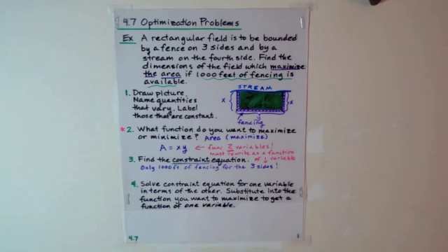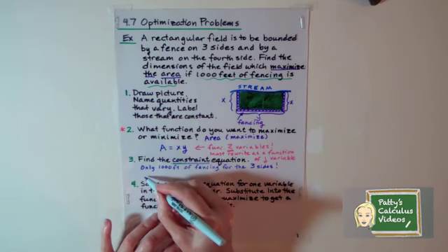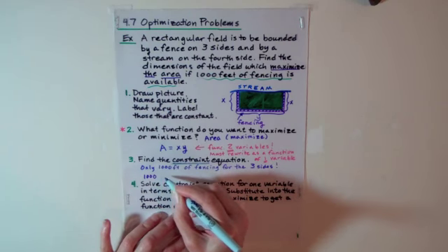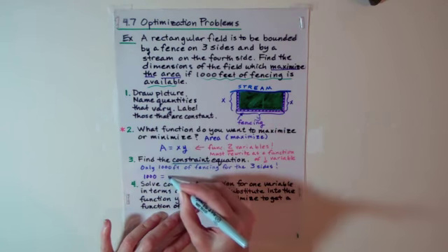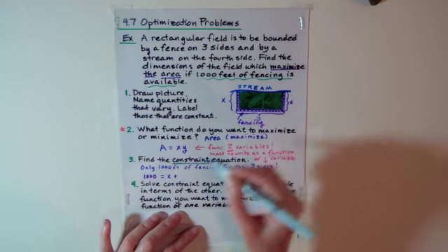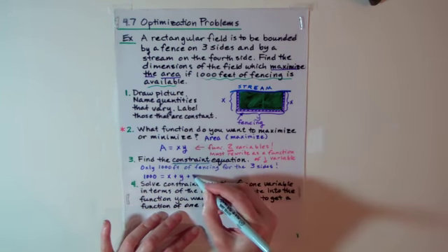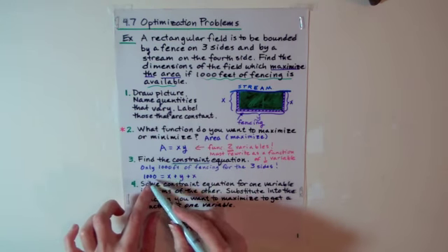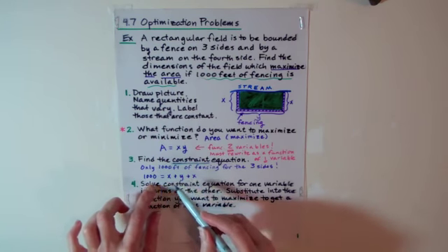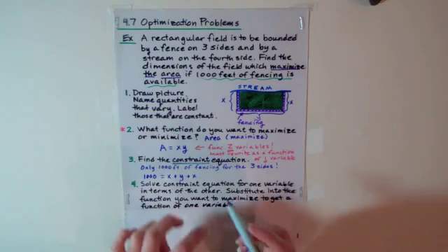Okay, let's try this together. I get 1,000 feet for those three sides. So 1,000 feet for this side, which is x, and then I'd add on the length of this side, this is y feet, and then I'd add on the length of this side, which is another x feet. So I have 1,000 feet of fencing that has to be divvied up between these three sides, the x, the y, and the other x.